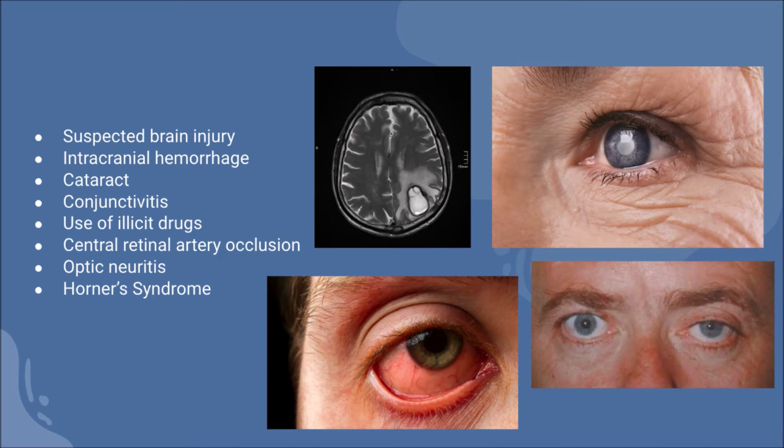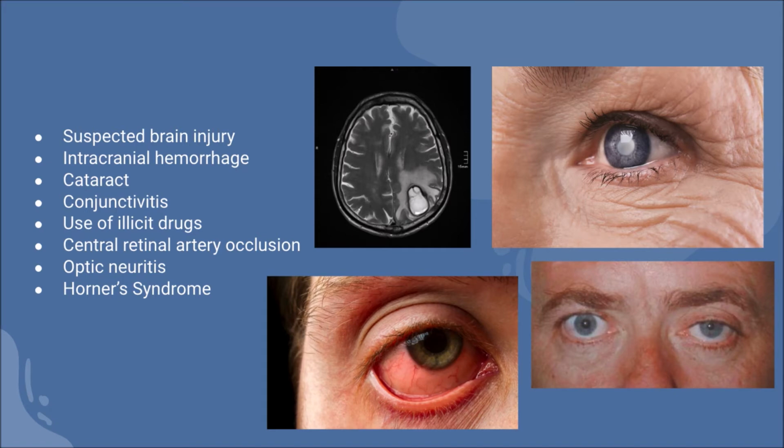Use of illicit drugs. Pupillary assessment is done to patients who have used illicit drugs, because these drugs often have effects on the ability of the eye to dilate or constrict. So as you can see in this picture, where the eye is super red and super dilated and super droopy, maybe that person has done drugs. That's why you have to check.